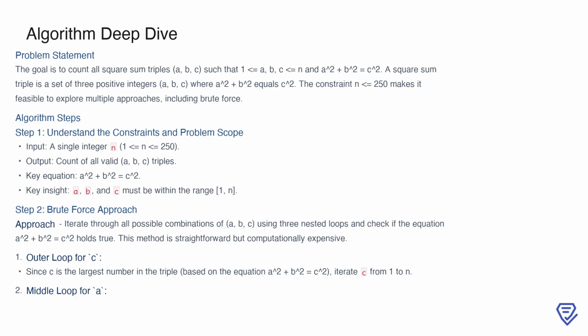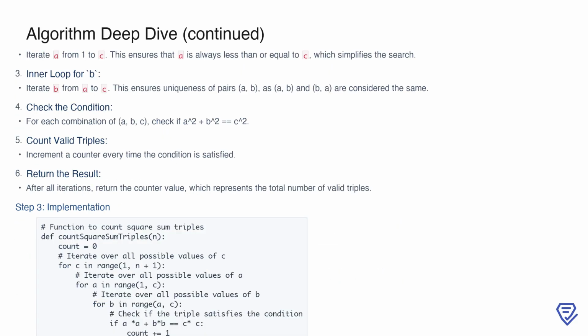in the Pythagorean relationship. With this in mind, we can proceed to outline a brute force approach for solving the problem. This method involves iterating through all possible combinations of a, b, and c using three nested loops and checking if the equation holds true for each combination. Although this approach is computationally expensive, it provides a clear and straightforward way to solve the problem within the given constraints. To implement the brute force approach, we structure it using three nested loops.